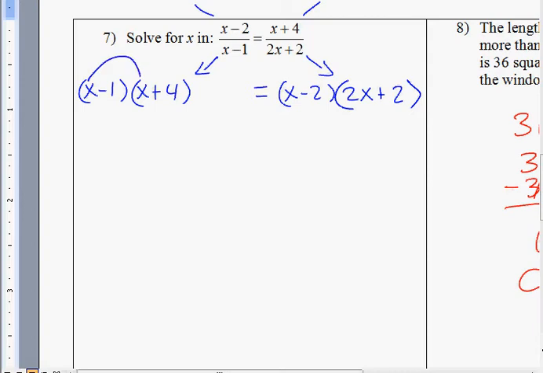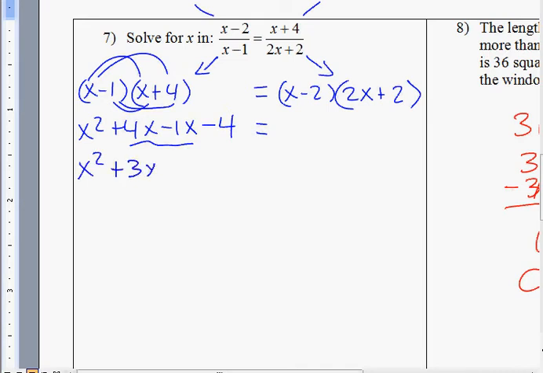So on the left side we have x times x, that's x squared. X times 4, that's positive 4x. Negative 1 times x, that's negative 1x. And negative 1 times 4, that's negative 4. Combine the two like terms, you get x squared plus 3x minus 4. Okay. Now let's do the right side.